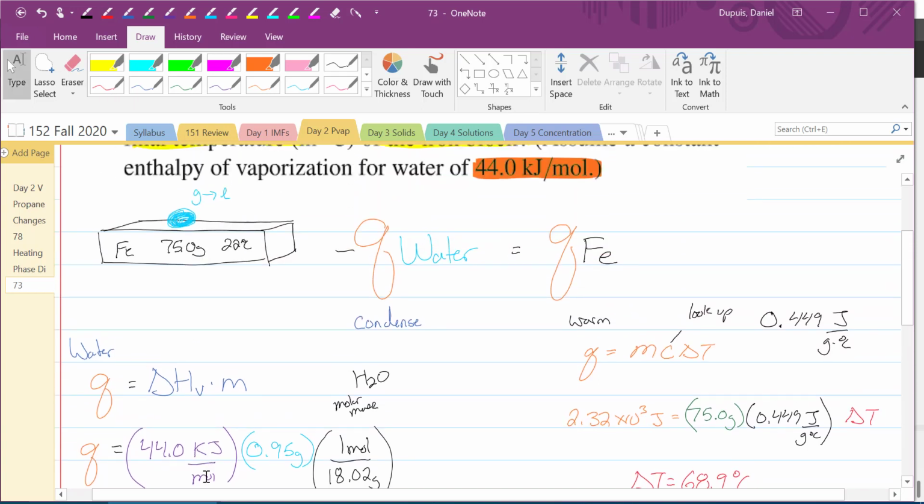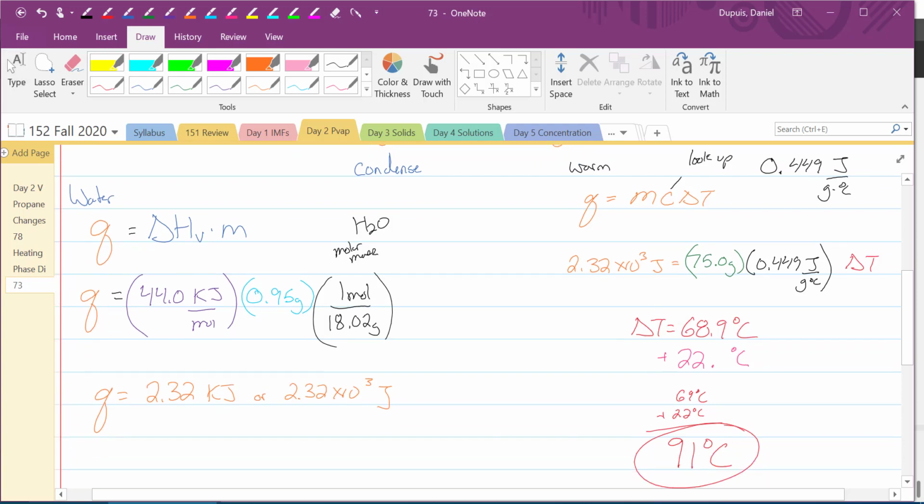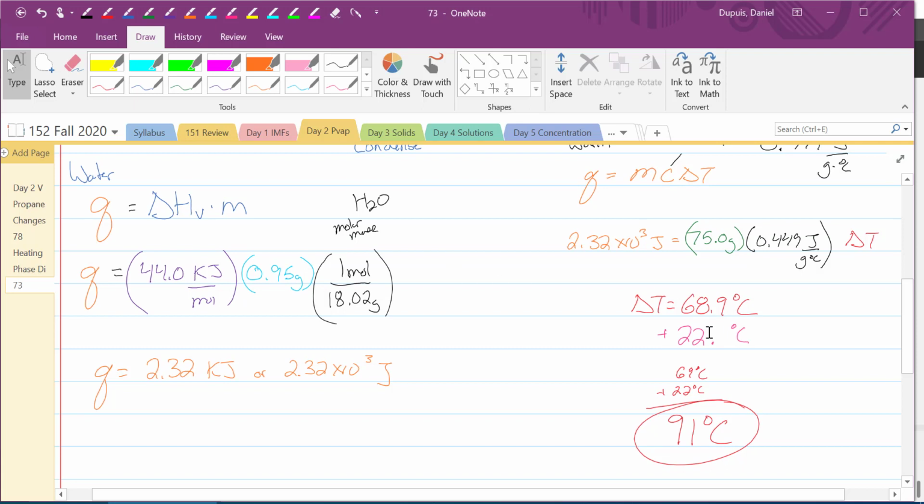So what did we do? We found out how much energy the water released, and then we know how much energy the iron absorbed, and we figured out the change in temperature. We added the increase in temperature to the starting temperature, and we got it. So that is 73.